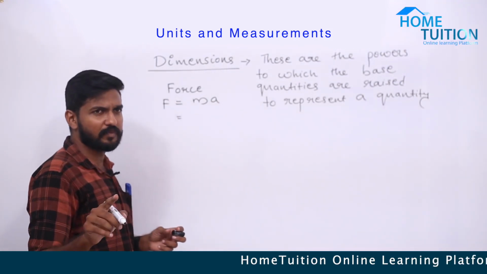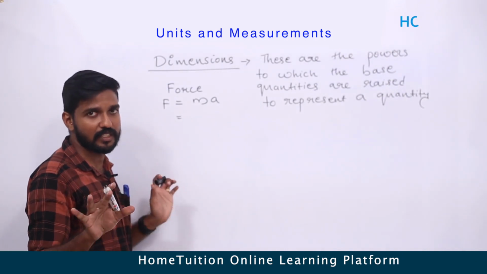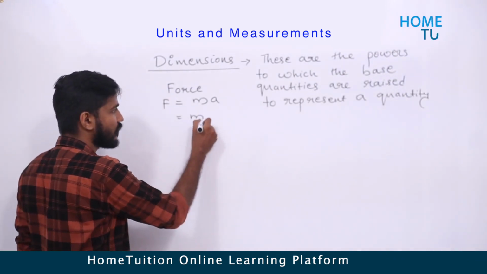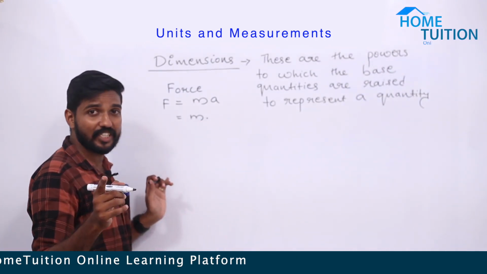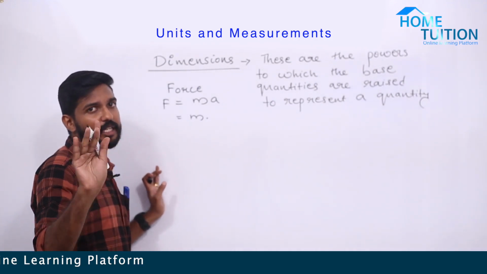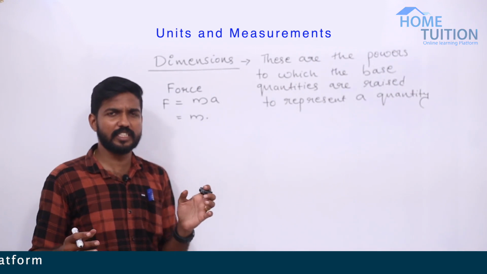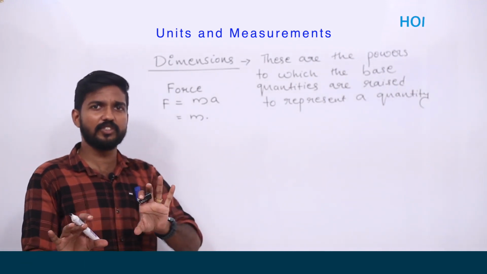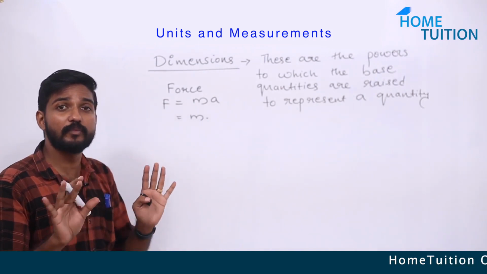What is mass? We don't have anything else to represent mass. Mass is mass itself, m. What is acceleration? Acceleration is nothing but velocity by time, or the rate of change of velocity. Simply, we can write acceleration as velocity by time.